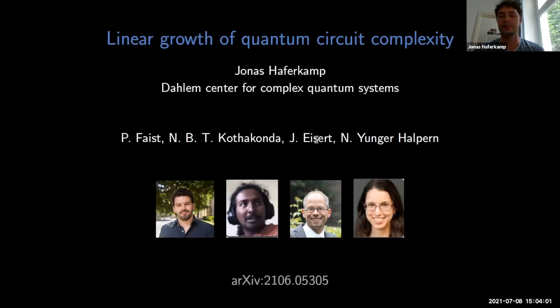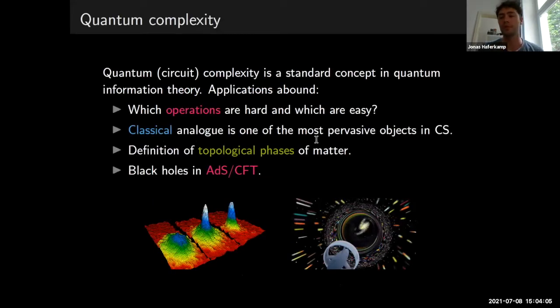So having said this, maybe we just dive right in and start with the concept of quantum complexity. Quantum complexity really is a ubiquitous concept in quantum information theory and already very well established. This is actually not very surprising because it answers a fundamental question that might be of interest for almost everyone working with quantum operations, namely, is my operation hard to implement versus easy to implement? This is very general as well.